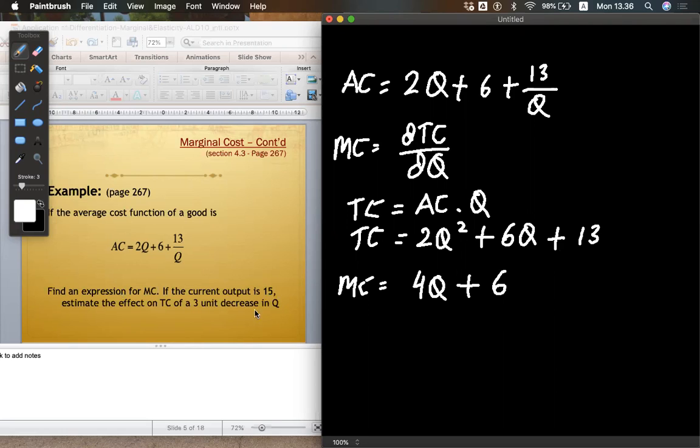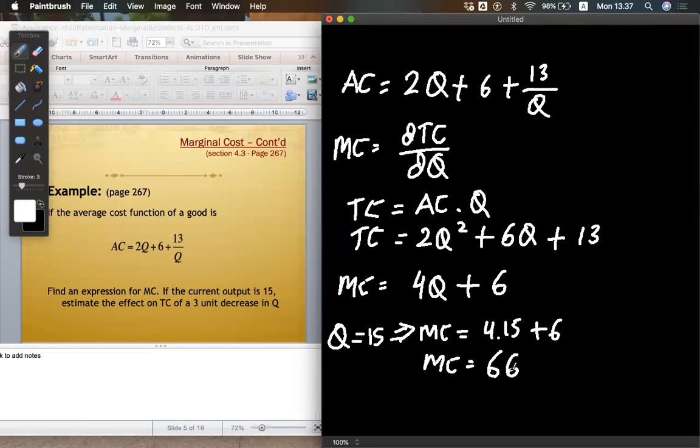And then if the current output is 15, estimate the effect on total cost of a 3-unit decrease. So we first find the marginal cost when the quantity is 15. The marginal cost equals 4 times 15 plus 6. 4 times 15 is 60, plus 6, 66.